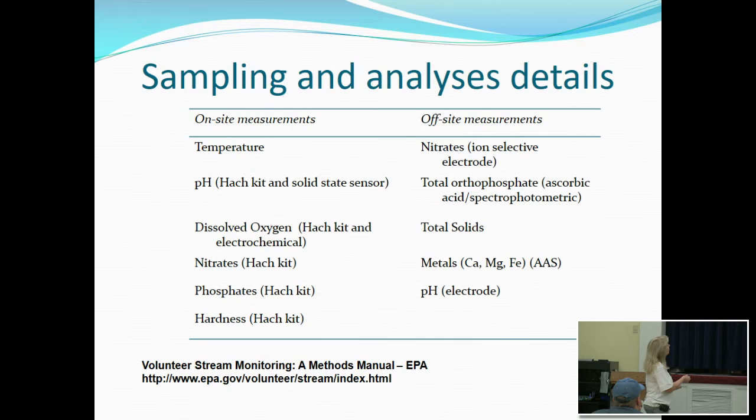And then we bring lots of water back, and for the rest of the lab, we look at these same analytes, but we actually use industrial grade analyses. So they'll use an ion selective electrode to do nitrates. They'll do phosphate by spectrophotometry. They'll do metals using atomic absorption, and so on and so forth.